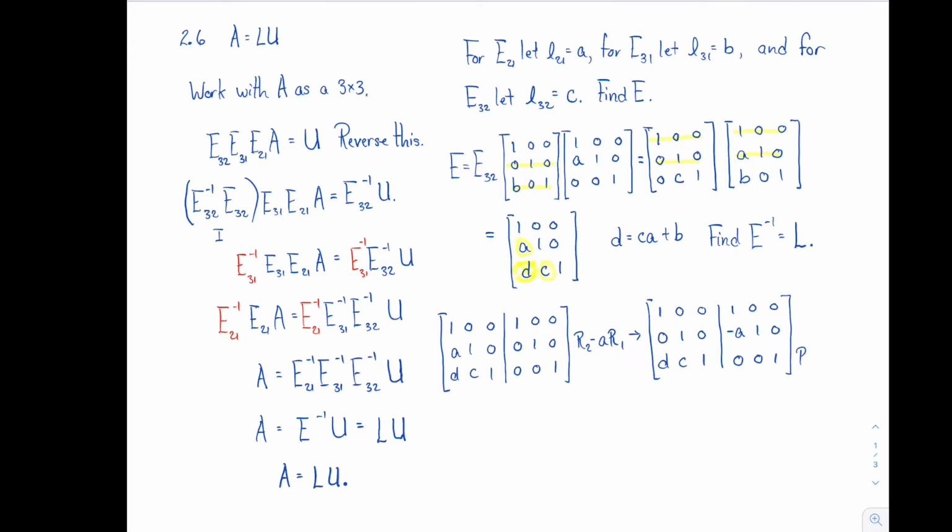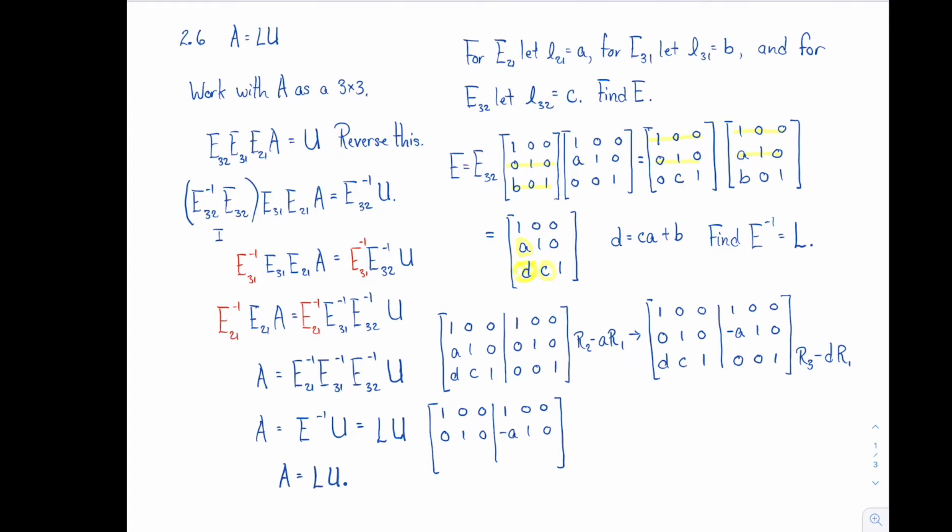Okay, now let's work on the bottom left, the 3,1 position. We'll do that by row 3 minus D times row 1. All right, so that's going to give me a 1, 0, 0, 1, 0, 0. I'm just copying the first 2 rows, so 0, 1, 0, minus A, 1, 0.